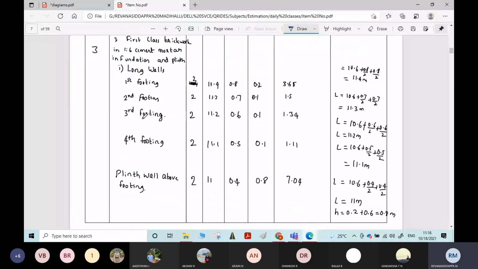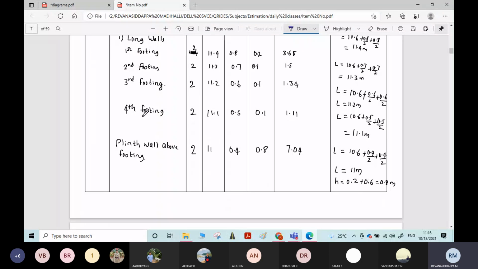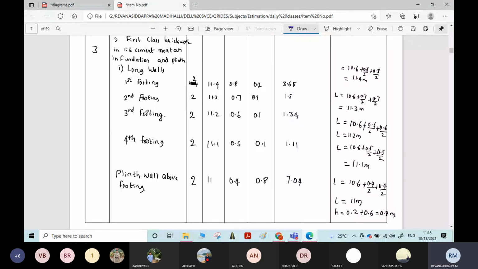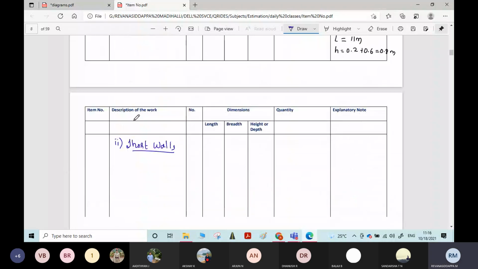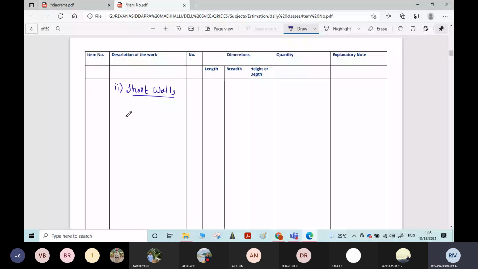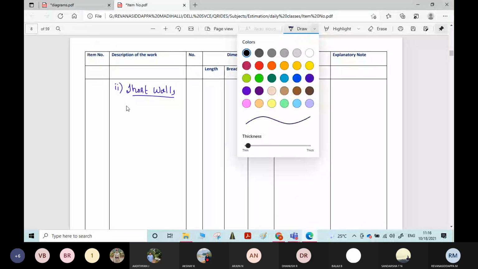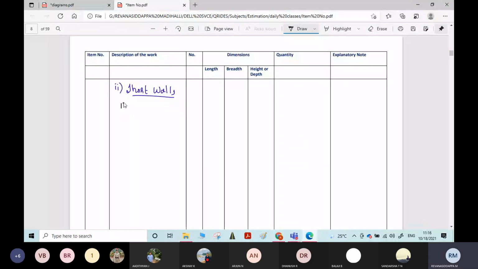Similarly, as we have done in long walls, similarly we have to do the calculation in the short walls. We will do the calculation for the first footing.